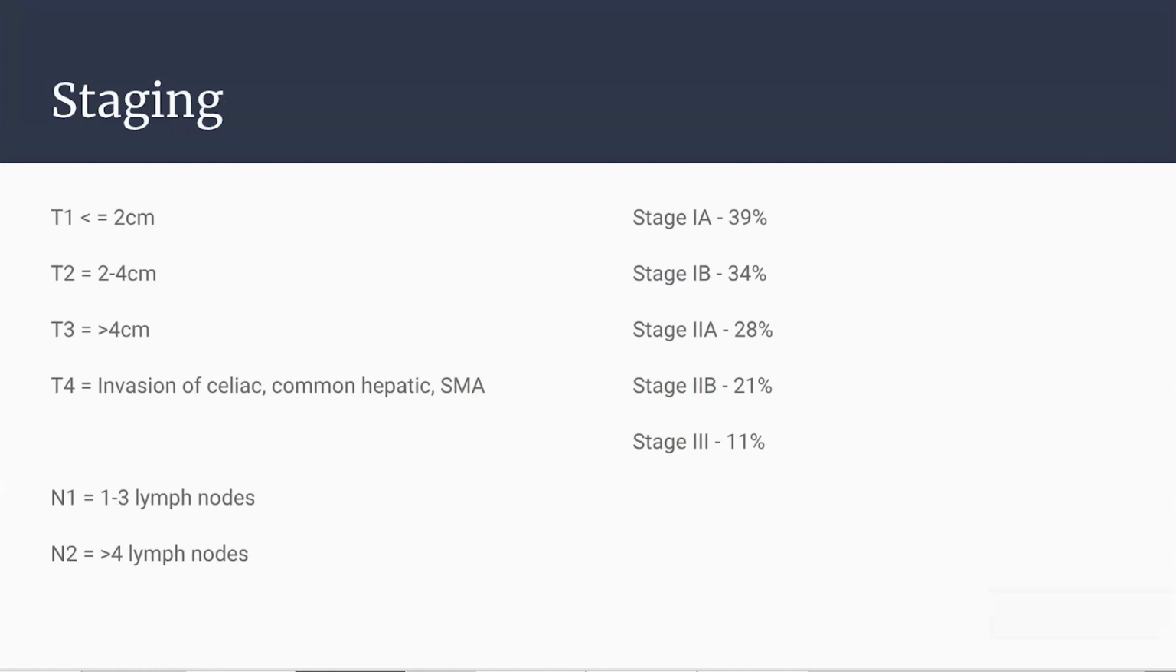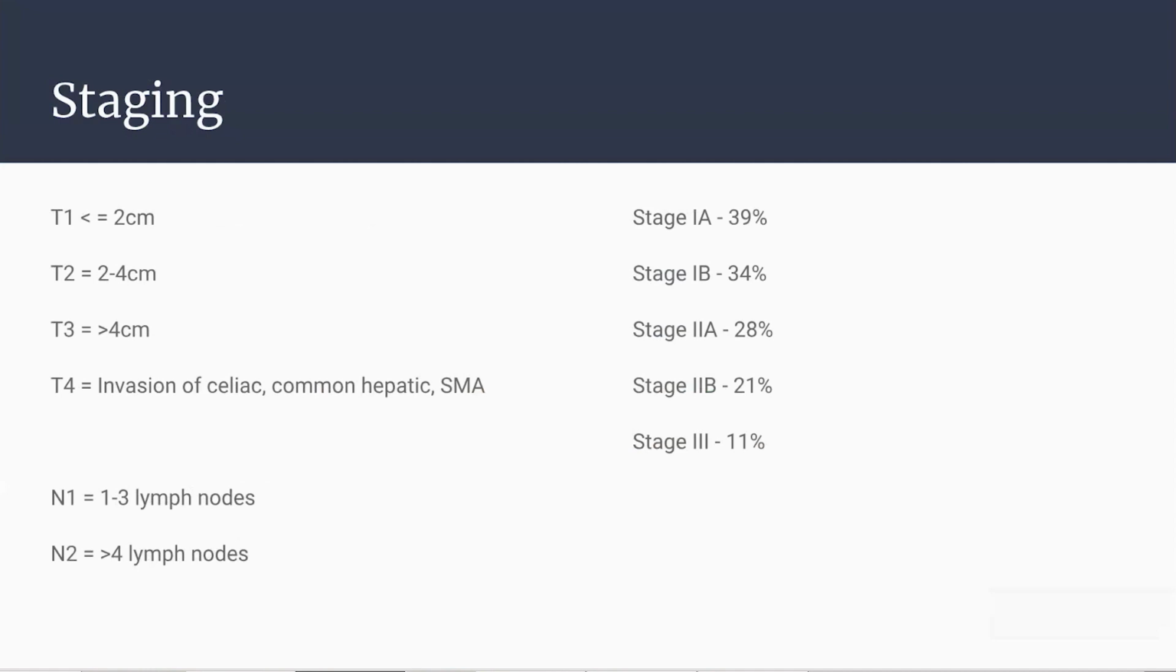Studies have also shown that lymph node positivity negatively affects survival and is therefore very important. N0 equals no lymph nodes are positive for malignancy. N1 disease correlates to 1 to 3 lymph nodes being positive, and N2 disease is more than 3 lymph nodes being positive. The staging system is fairly straightforward.